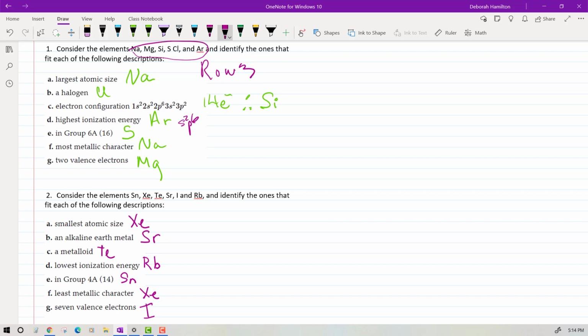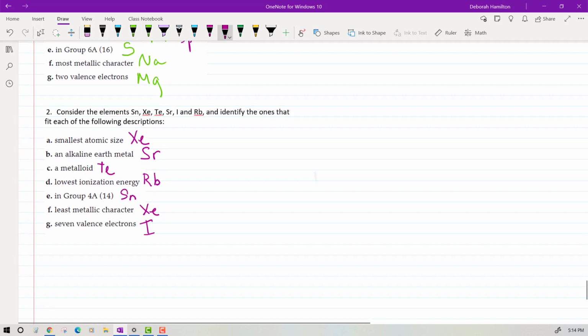The halogen was chlorine, 14 electrons was silicon. Just finding the element that's in this location, group 6A or 16, is sulfur out of the ones that were given. The most metallic character would be sodium because it's leftmost on the table. 2 valence electrons, magnesium because it's in group 2A.